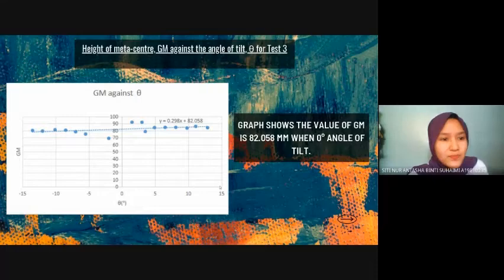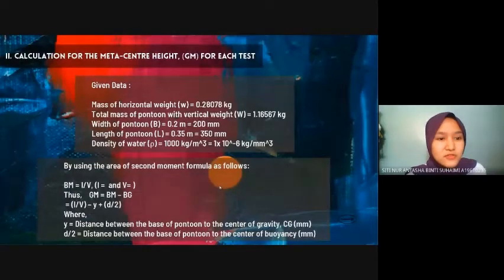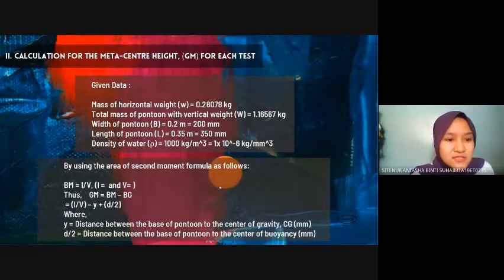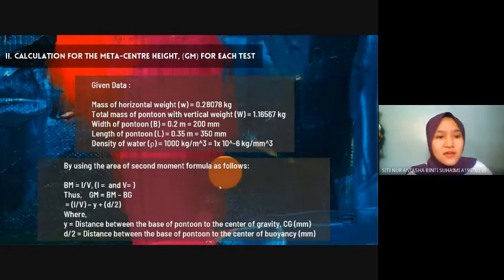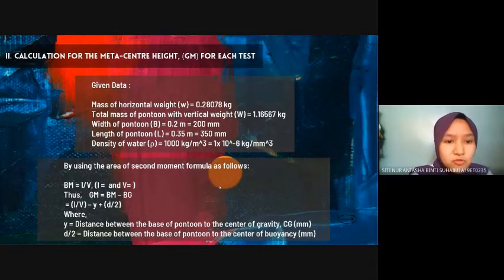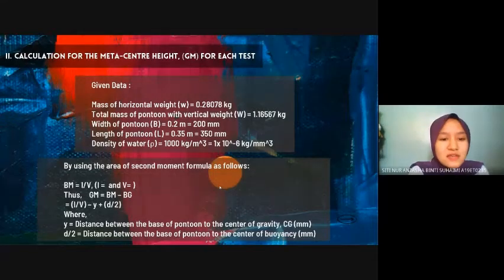Okay, next. So for the calculation of the metacentric height for each test, first we are given the data, which is the mass of horizontal weight 0.28078 kilogram. The total mass of pontoon with vertical weight 1.16567 kilogram. The width of pontoon is 0.2 meter. So we convert it to millimeter, which is 200 millimeter, and the length of pontoon is 350 millimeter. The density of water is 1 times 10 to the power of negative 6 kilogram per cubic millimeter.